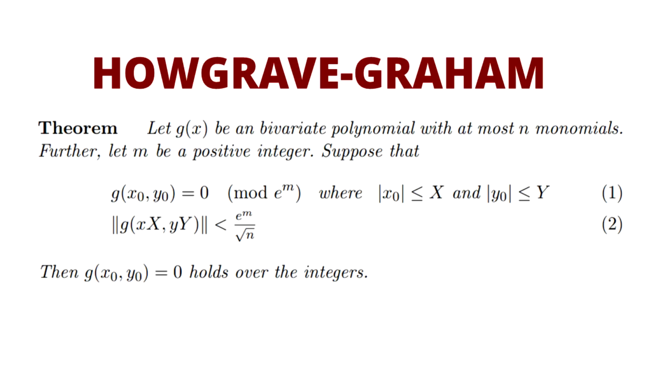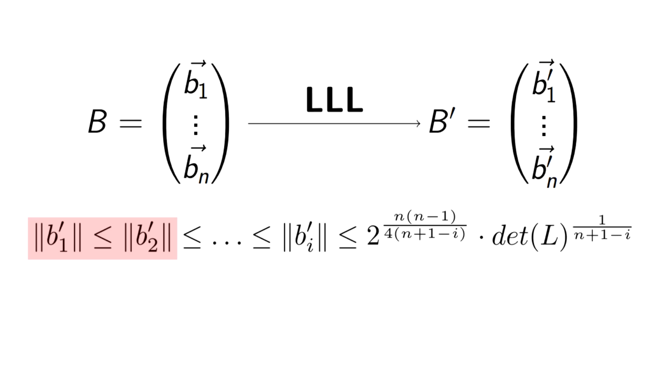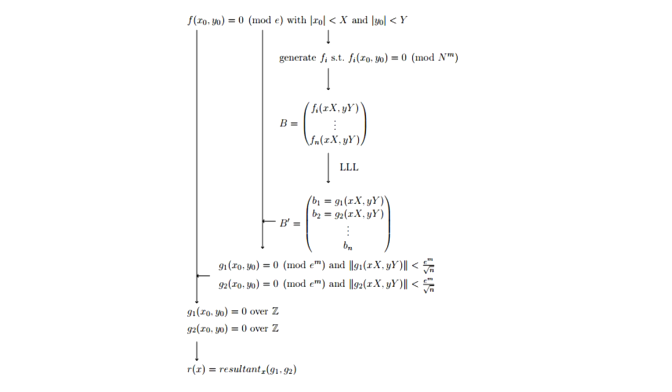And how to find those two polynomials? Well, if you remember the property of LLL, we have an upper bound on all the new vectors of the new basis, and we just take the two shortest vectors. And our diagram becomes this diagram where we just use the two shortest vectors, we transform them back into G1 and G2, and we can use, for example, the resultant algorithm to find the roots over the integers, or we can also use Grobner basis. I won't explain that in that video, so if you want to know exactly how that works, you can look for that yourself.